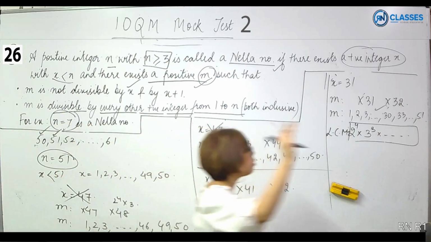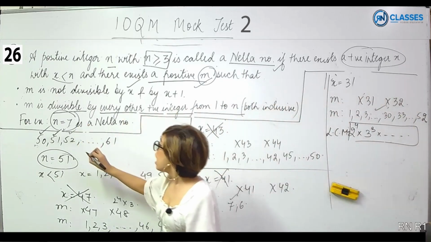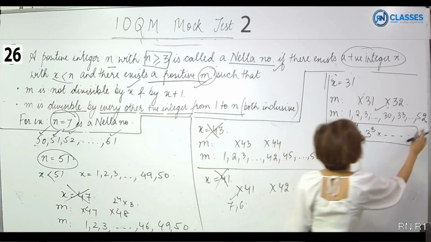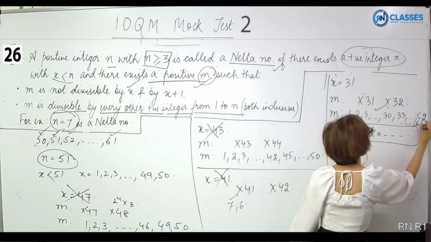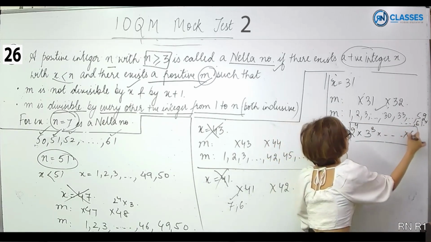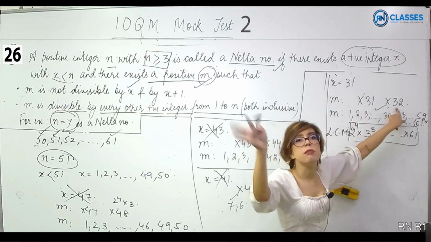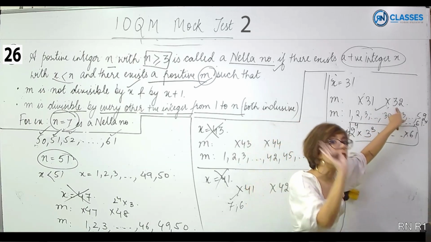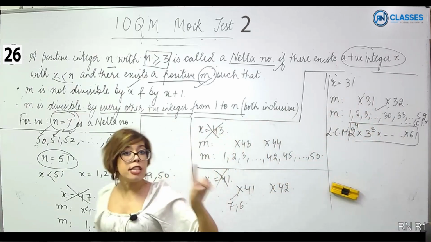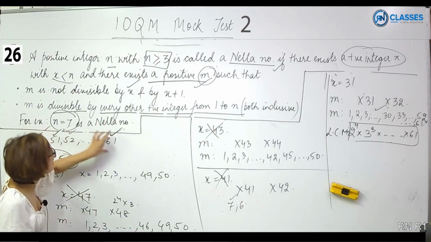On the same lines I can do 52 also, no problem. That means 52 is also there. And so on, until let me talk about 61. Again, in my LCM I will get my 61. This number is definitely not divisible by 31 and definitely not divisible by 32. So there is an existence of an x, x equal to 31, which will make N equal to 61 a Nella number. That means all of these numbers are Nella numbers.